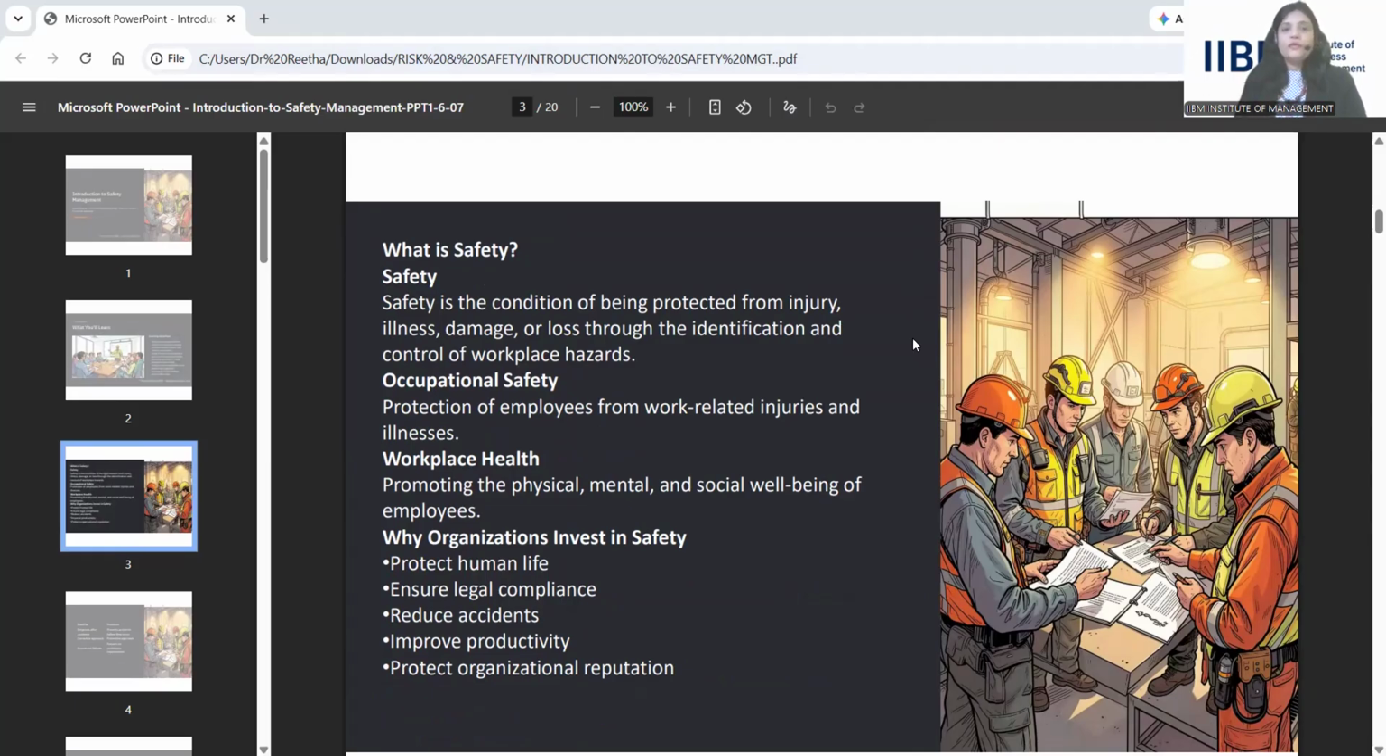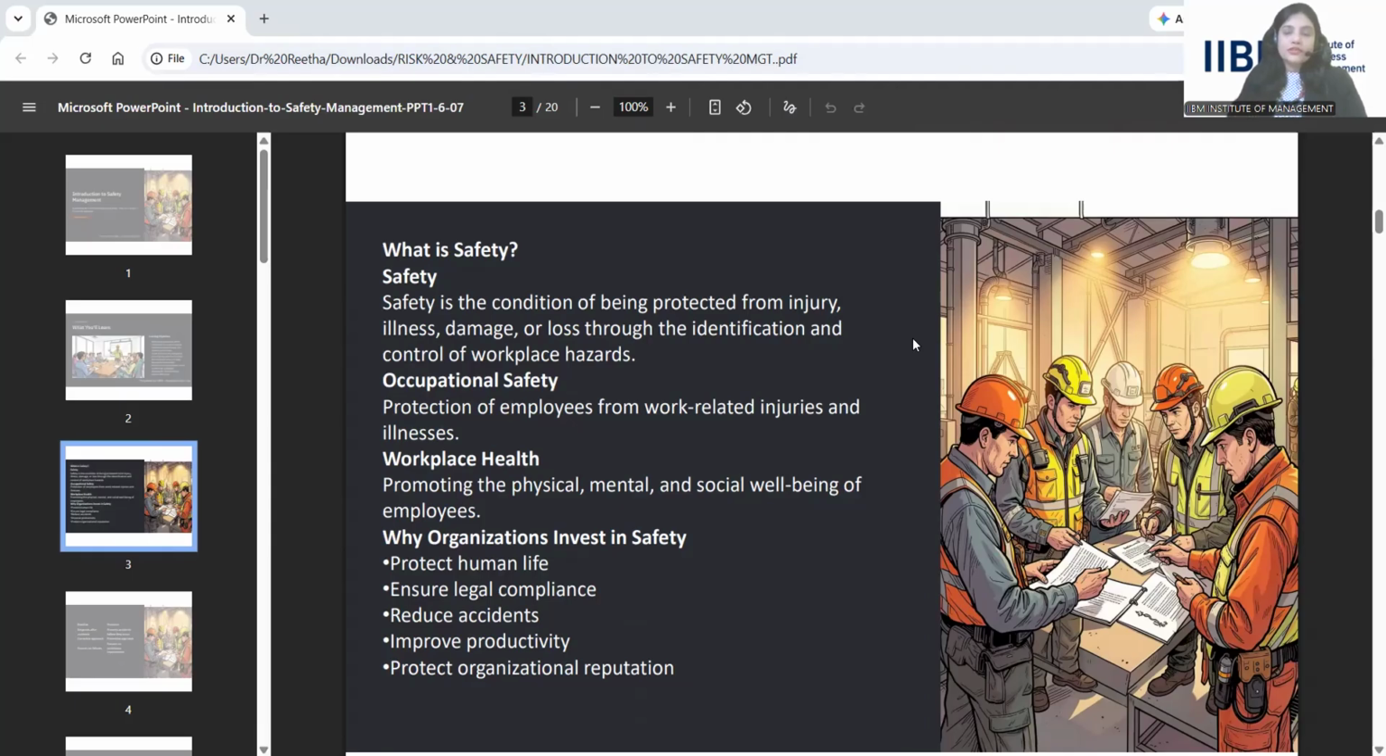So as you know, safety is a condition of being protected from injury, illness, damage, or loss through the identification and control of workplace hazards. So, there is occupational safety, the protection of employees from work related injuries and illnesses, and workplace health, wherein we actually look into promoting the physical, the mental, and social well being of our employees.